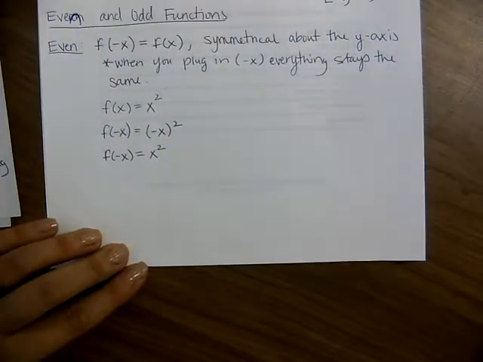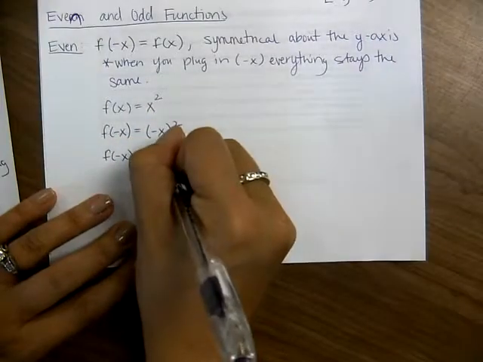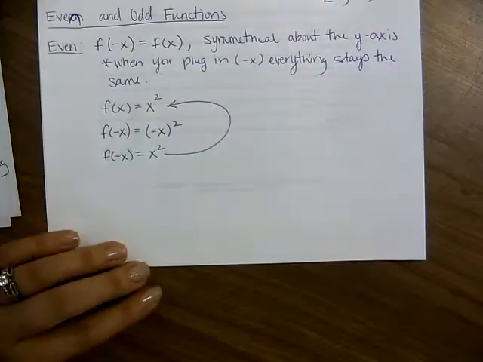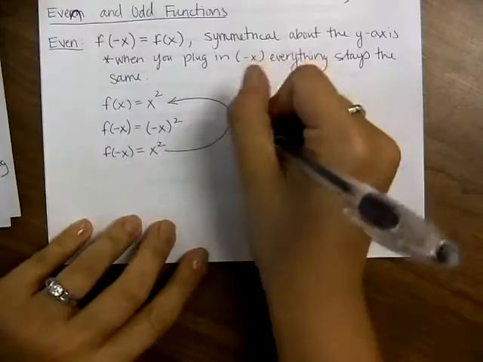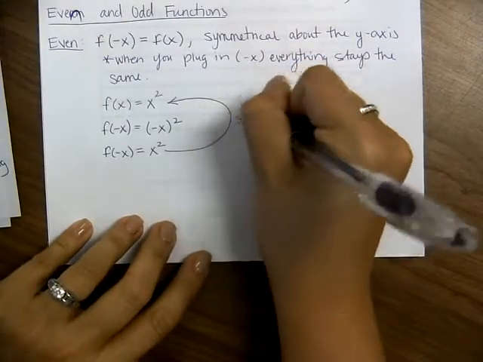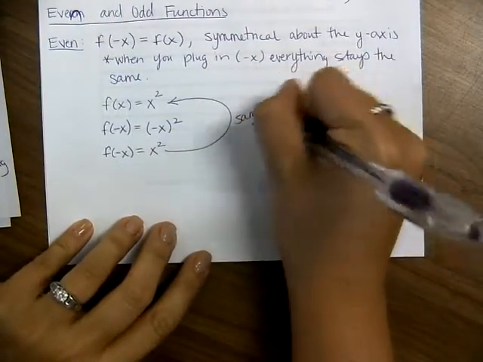just x squared, right? And now what you do is, once you've simplified, you go back and you compare it to the original. If the original is the exact same thing that you started with, it's an even function. Okay, so this is considered even. These are the same, so it's even.